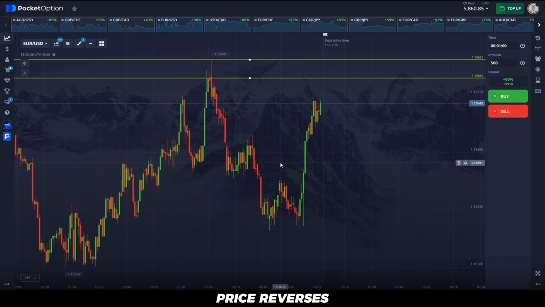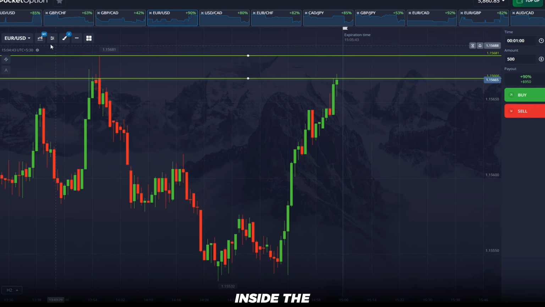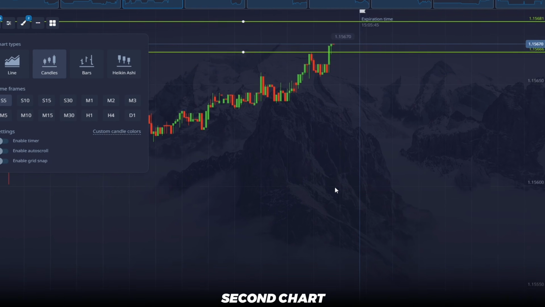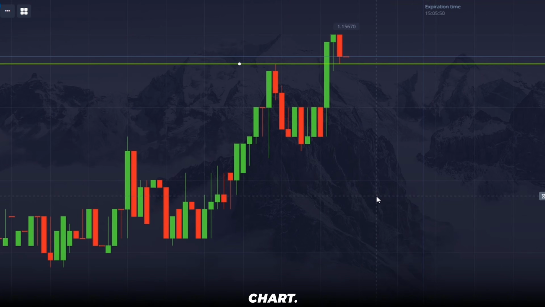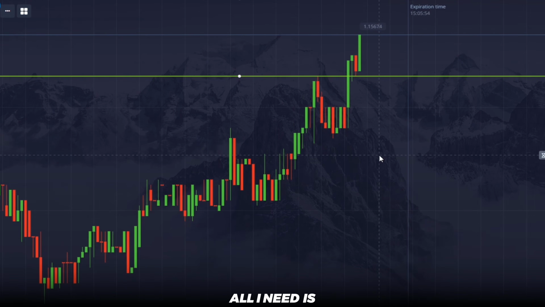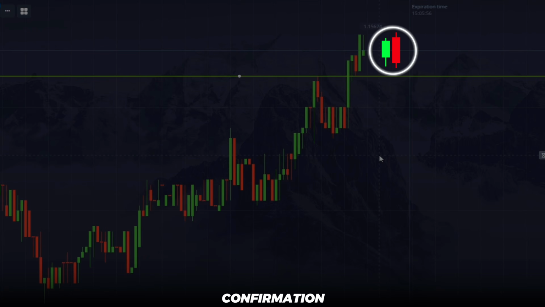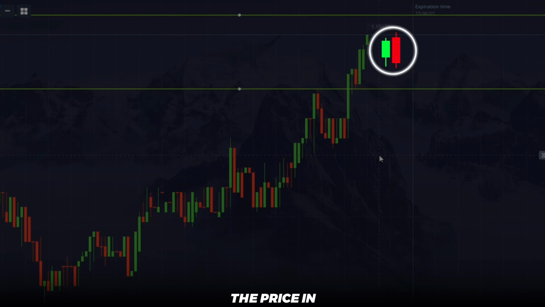Previously, price reversed very strongly from the same zone. I'm expecting similar behavior from the charts. Let's wait now. Price goes inside the zone. Now I'm switching to the 5-second chart to get the confirmation. As you can see, price is inside the zone, and now all I need is a solid reversal confirmation that suggests that yes, sellers are active and they will now push the price in the downward direction.